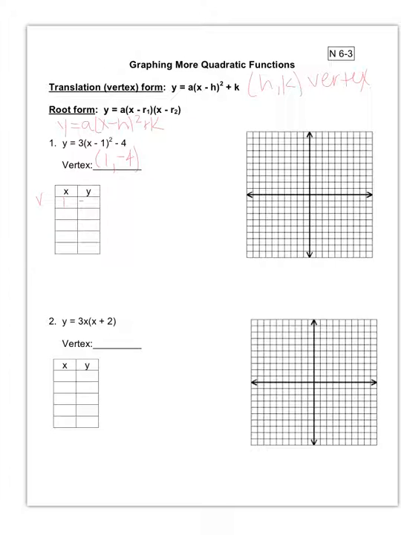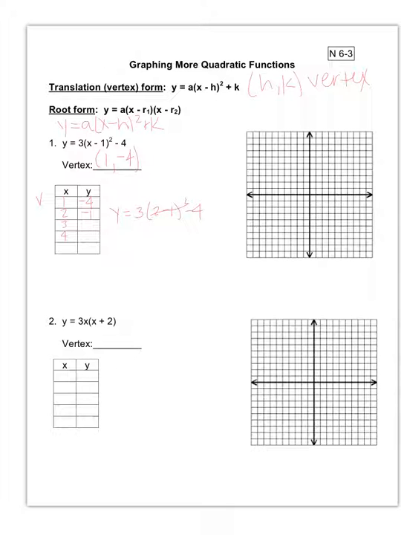So 1 and negative 4, and then you're going to choose 3 x values that are either greater than 1 or less than 1. Okay, so I'm going to choose 2, 3, and 4. If you didn't have a calculator, you'll just be plugging it in to your equation. So y equals 3, and then replace x with 2. So whenever you plug that in, you should get negative 1, because that would be 1 squared. So 3 minus 4 would give you a negative 1.